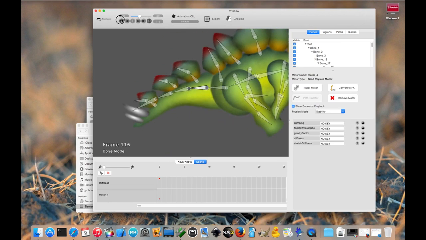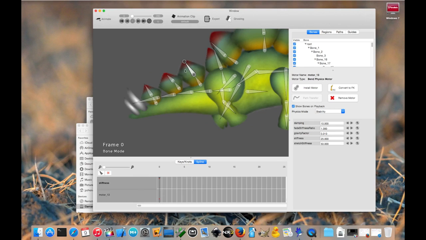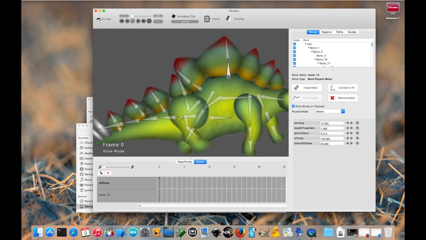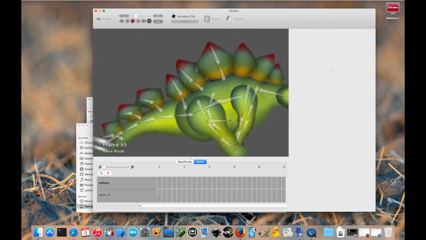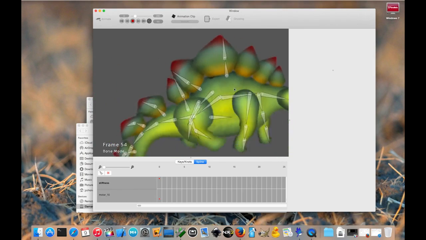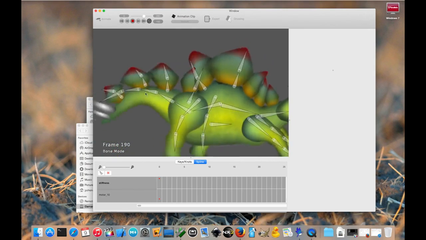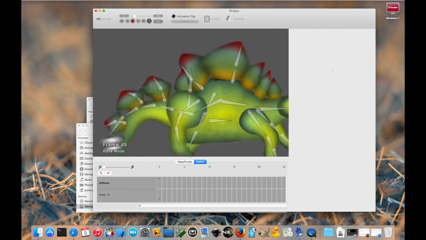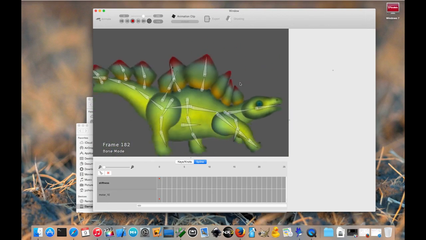Okay? Right. And as you see, we have all these plates or spikes coming out from the back of the dinosaur. Each one of these plates, these two bones on each plate, have a bone physics motor installed onto them. And this basically results in the plates responding in a very dynamic and interesting way. As the creature is bounding up and down, they too sway back and forth, which is kind of cool. Okay? Right.